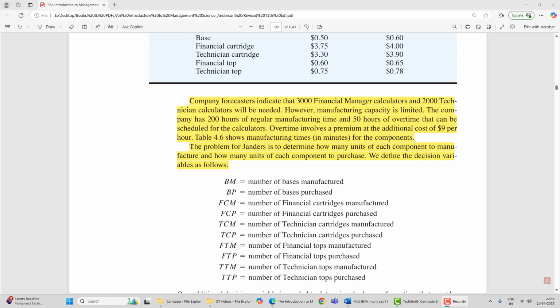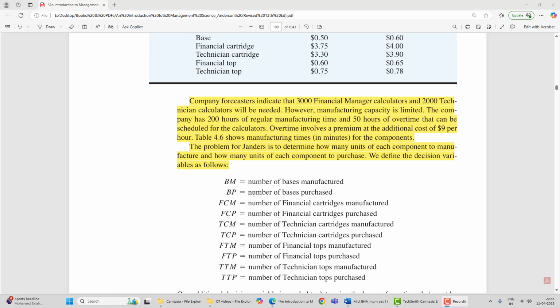The problem for Genders is to determine how many units of each component to manufacture and how many units of each component to purchase. We define the decision variables as follows. So overall, we need to minimize the total cost, right, by deciding the right proportion of manufacturing of these five items and purchasing of these five items.